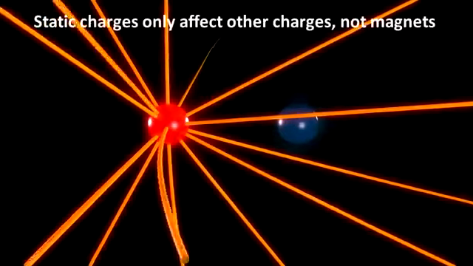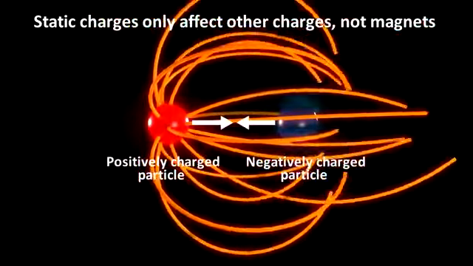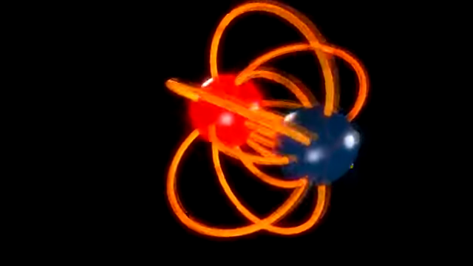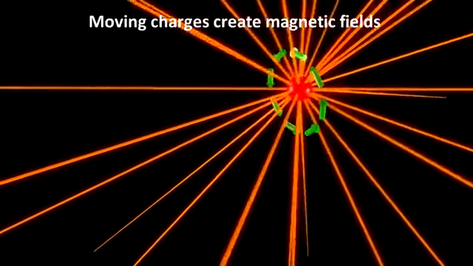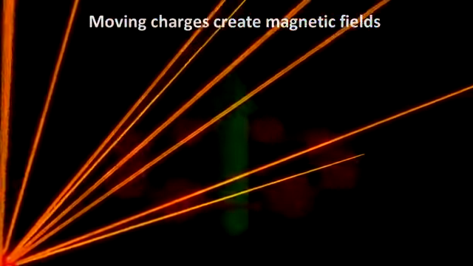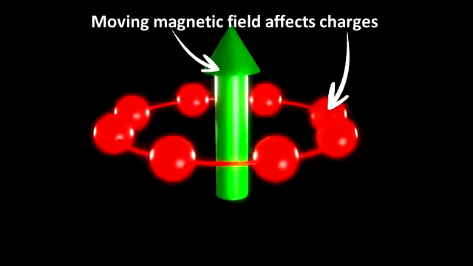The first thing I want you to visualize is that if you have a static object with a charge, it will affect only other charges. And if you have a static magnet, it will affect only other magnets. It will not affect charges. But if you have a moving charge, it will affect a magnet. And if you have a moving magnet, it will affect a charge. At the simplest level of description, that's what these four equations are telling us.